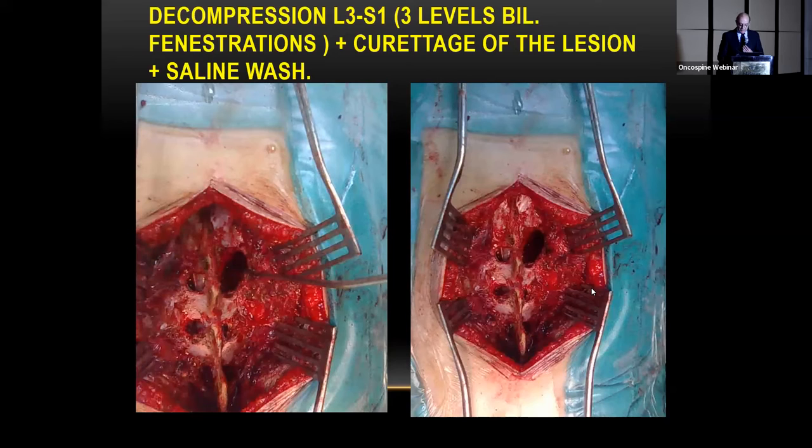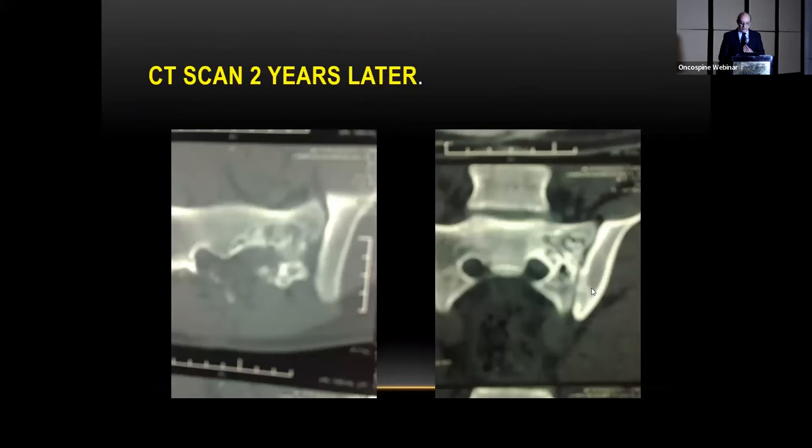But we succeeded in getting recovery of his neurological condition over 5-6 months. He gradually started to be able to walk, and then controlling his sphincters gradually. And this is almost 17 years now, postoperatively, and this is a CT scan I got after 2 years. You can see the injection, and it's really connected to the canal.